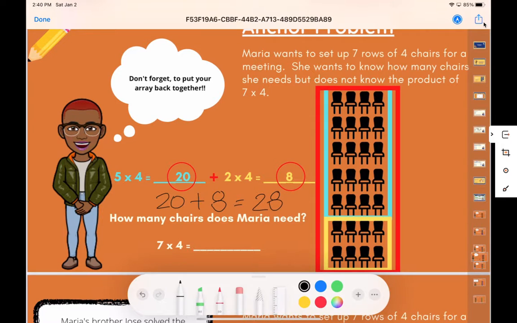And Maria wanted to know how many chairs she needed. She originally had 7 rows of 4 chairs with a multiplication expression of 7 times 4. And so now I think that we all know what 7 times 4 is. Can you tell me what 7 times 4 is? Respond on your Nearpod. That's right, guys. 7 times 4 equals 28. You guys are absolutely amazing.